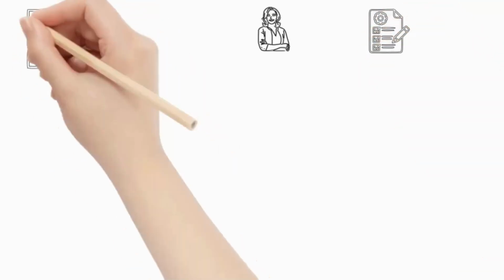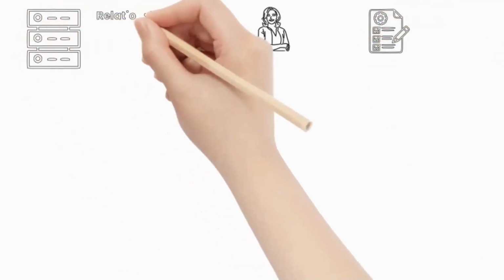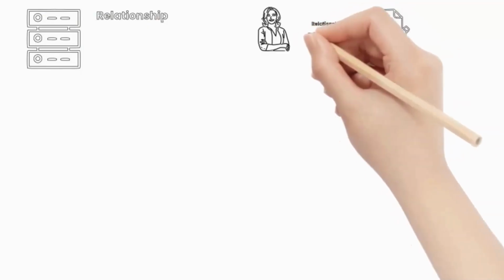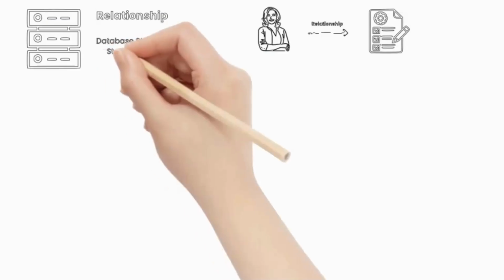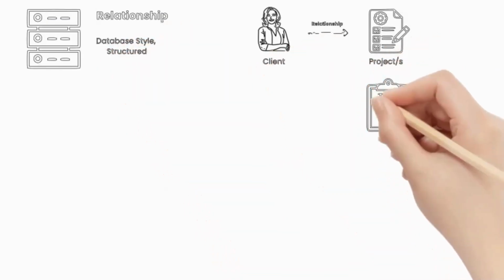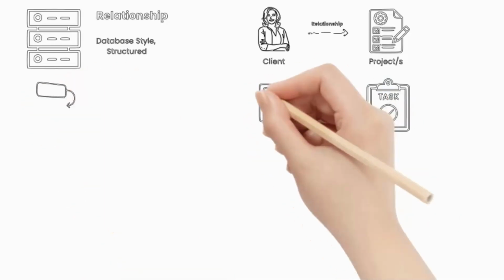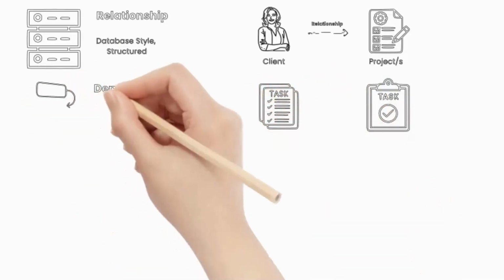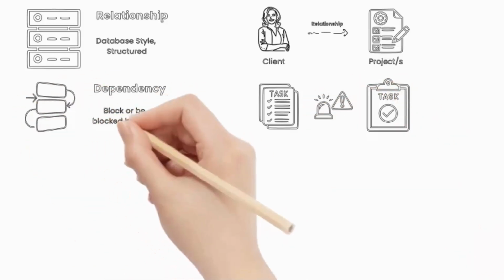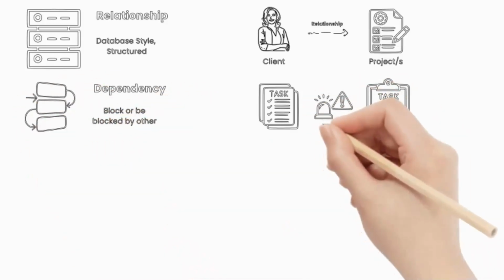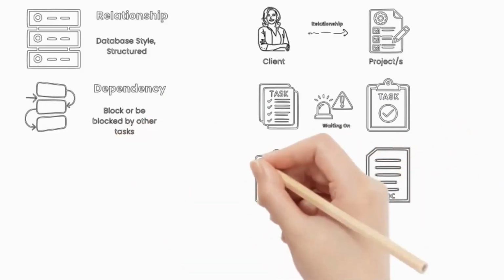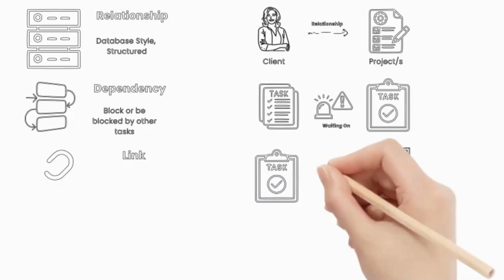Think of relationships as structured database-style connections between tasks or records. They're perfect when you want to say, this project belongs to this client. So when you hear relationship field, think organized, trackable, reportable connections. Dependencies are all about sequence. They answer the question, can this task start or finish, or is it blocked by something else? So if task A must be done before task B, that's a dependency, not a relationship.